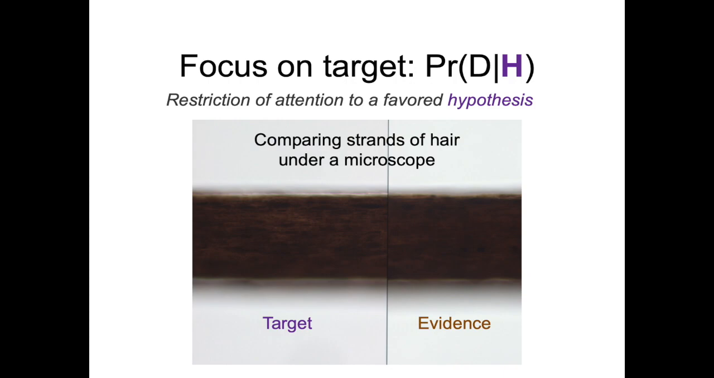When someone focuses on a target, you can think of that as a defect in the likelihood function. When we're looking at the probability of the data given the hypothesis, there's undue emphasis on some fixed target hypothesis, H. The image shows a comparison of strands of hair under a microscope. On the left, we see the target, the defendant in the case, and on the right, there's evidence of hair that's taken from a garbage bag.